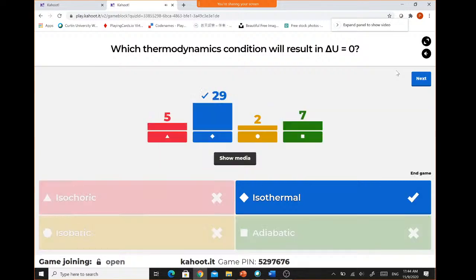Okay, isothermal will result in delta U equals to 0. Delta U is equals to 3 over 2 nR delta T also, right? So if T is constant, means there is no change in delta U.